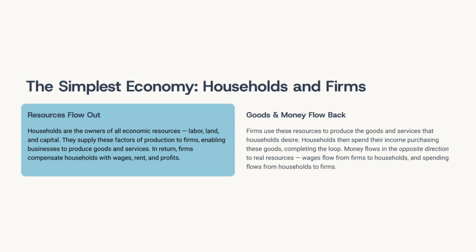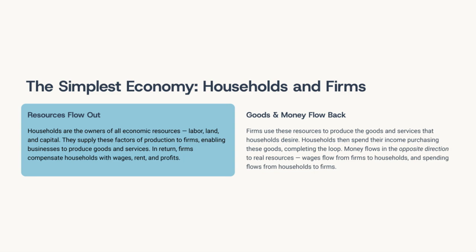Now let's walk through how this simple economy functions. Firms use various resources, like labor, land, and capital, to produce the goods and services that households want to buy. Think of it as a continuous cycle. Households supply these resources to firms, and in return, they receive income: wages, rent, and profits. This income then gets spent on goods and services produced by the firms, which keeps the whole system moving. It's important to understand that money flows in the opposite direction to the real resources.